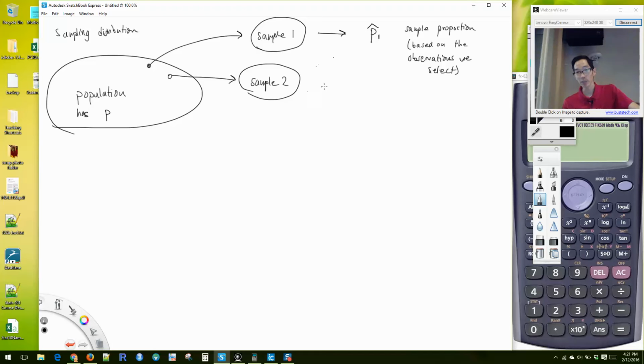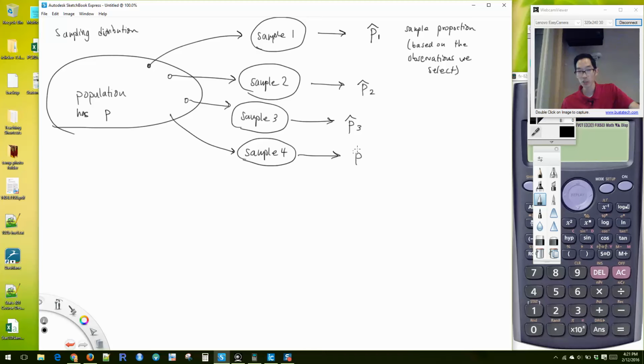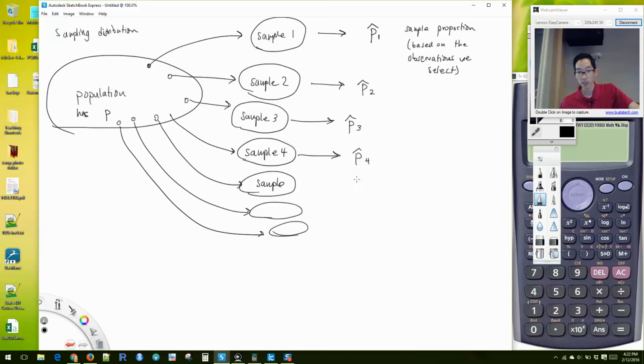So we have sample one, we get p hat one. Sample two, we're going to get another p hat. Now, this p hat is probably fairly close to this value, but it's not going to be exactly the same, right? We do the same thing. We draw another sample, sample three, and from that sample we get another p hat. We just keep drawing samples over and over again. All of these are random samples, and each one is going to give us a p hat.